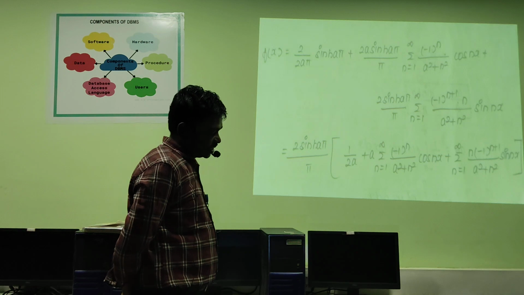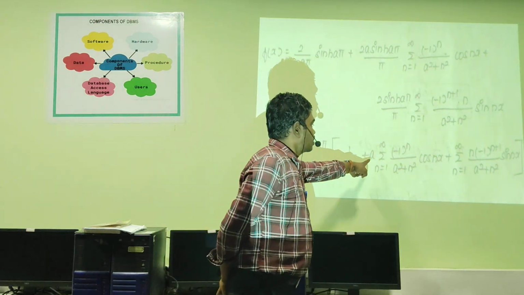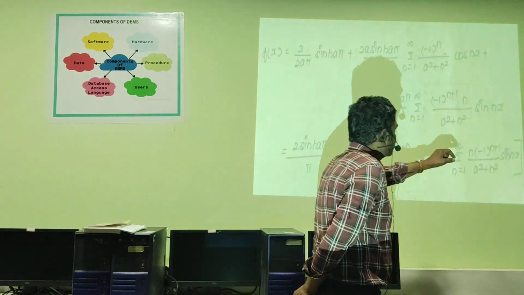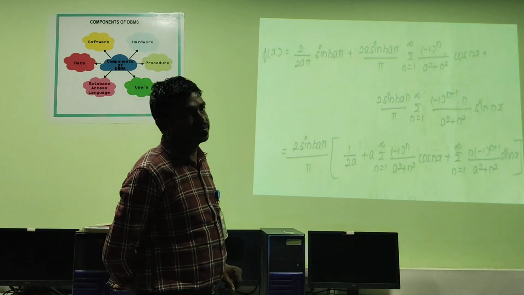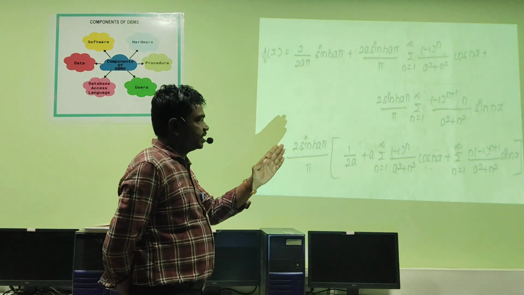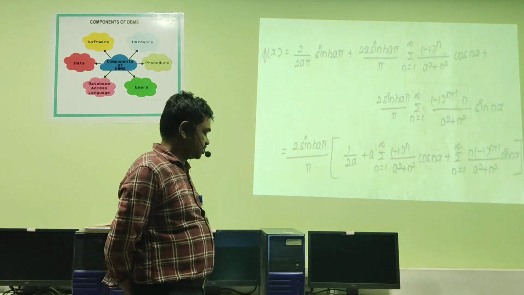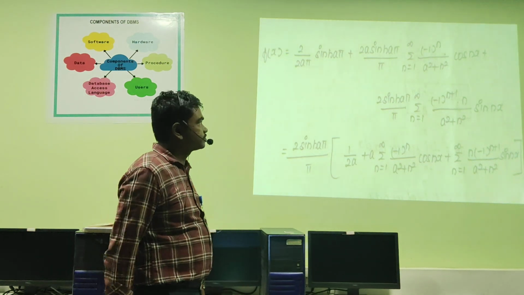So summation means here you will imagine the variable is n. So I will take a outside as common, but you don't take the n outside because the summation starts from n equal to 1 to infinity. So a is taken outside, but here n is not taken outside. So this is the Fourier series formula for this problem.